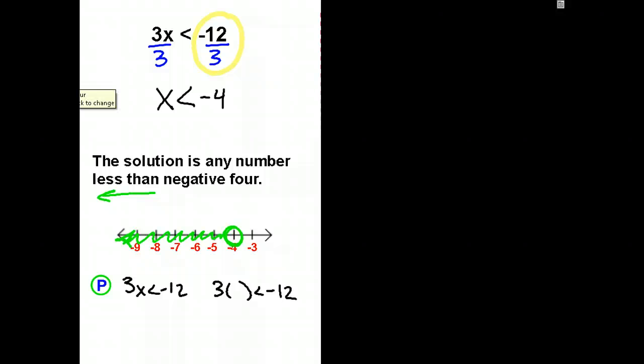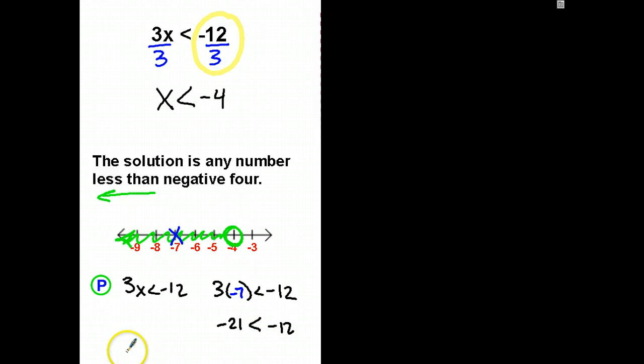So let's just pick the one that stands out to me as 7. So I put in negative 7. And then I come back here and I evaluate the left-hand side. 3 times negative 7 is negative 21. The right-hand side, negative 12. And I rewrite my inequality sign.